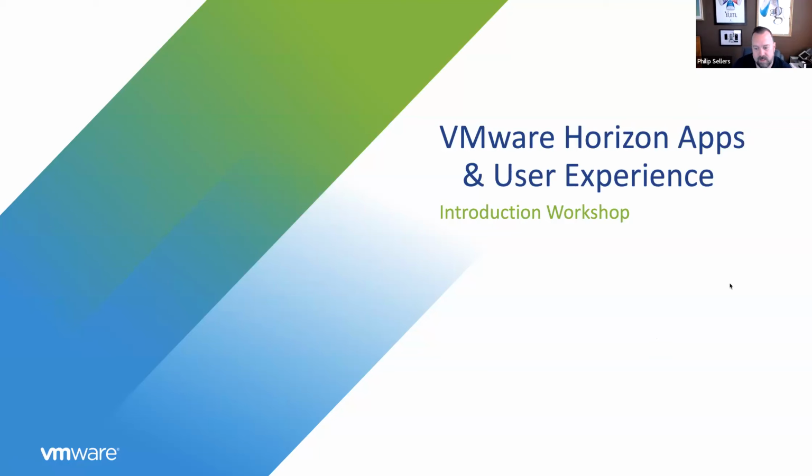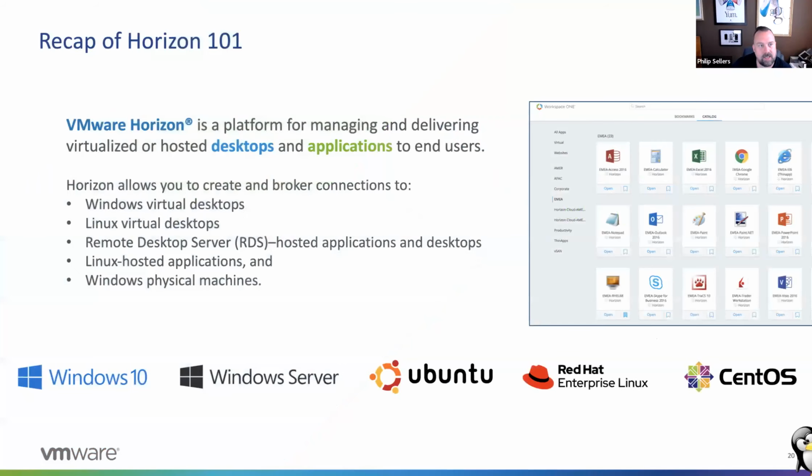But first, I will start with a brief recap of Horizon and what we can do with the Horizon system. So VMware Horizon started out its life as a product called VMware View. It's a platform for managing and delivering virtualized or hosted desktops and applications to end users. So the applications run in a data center, close to the data, close to the application servers. And basically all that gets delivered out to the user is the screens.